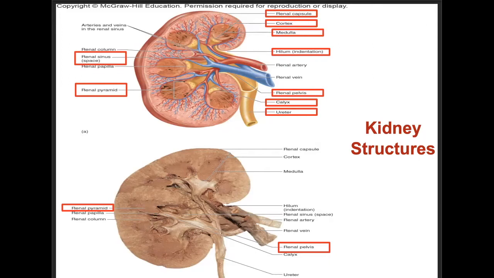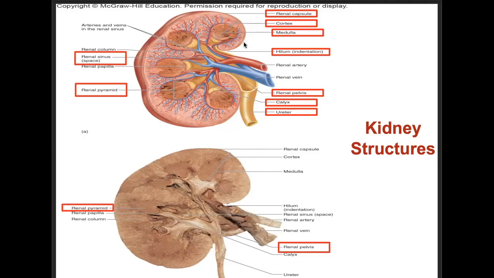Now, how about the next one, which is your renal cortex? So next to your renal capsule here, as you can see, this is your cortex. This is the outer portion. While here, your medulla, this one, this is the inner portion.